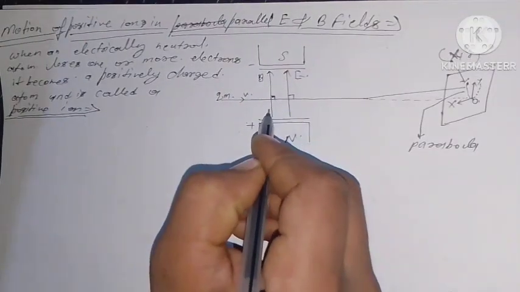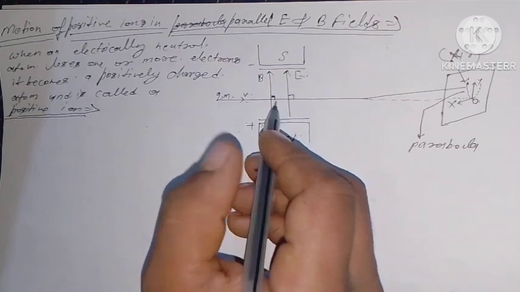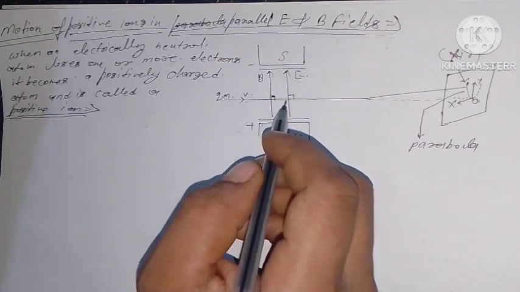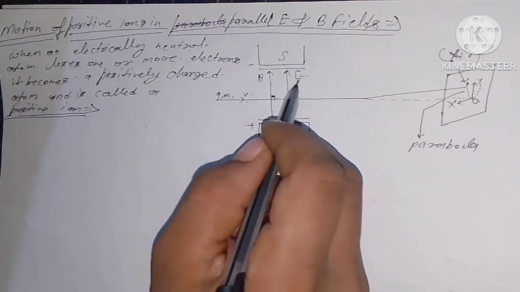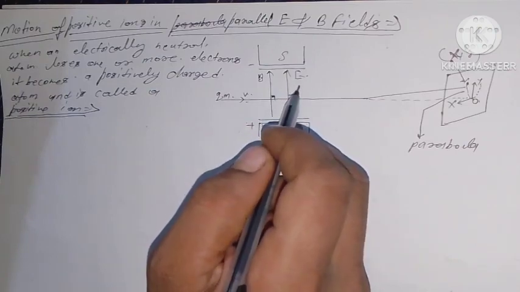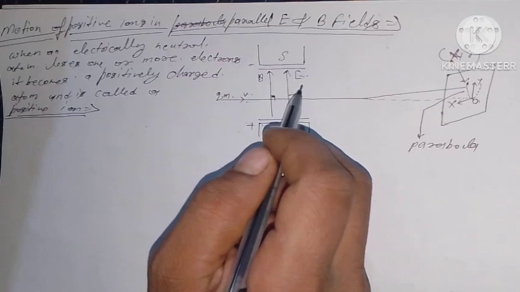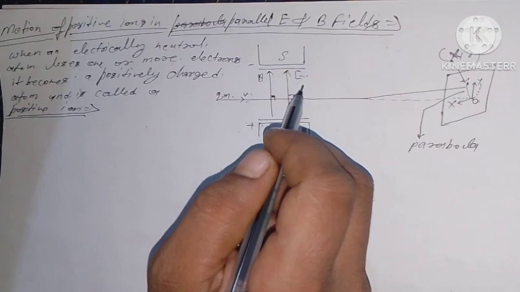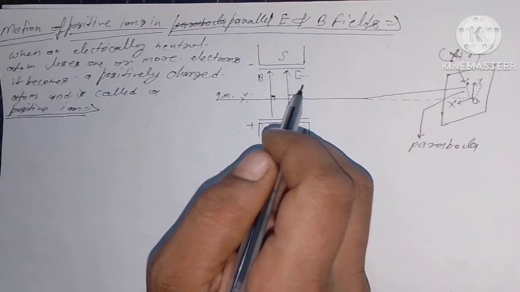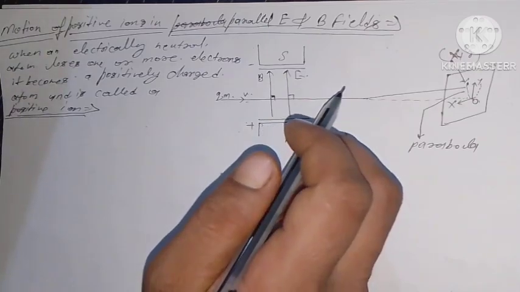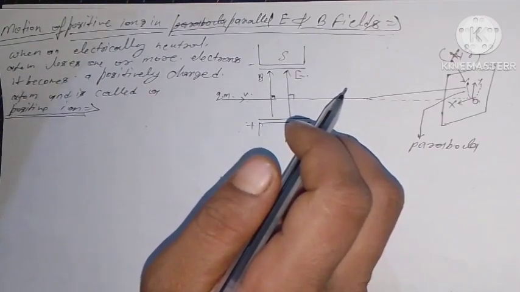Okay, at right angle to the direction of motion of the beam, in the region of the field, an ion experiences the electric force qE in the direction of E, and at the same time also experiences a magnetic force qvB in the direction perpendicular to both v and B in the figure.